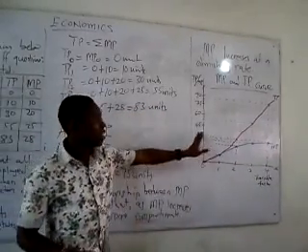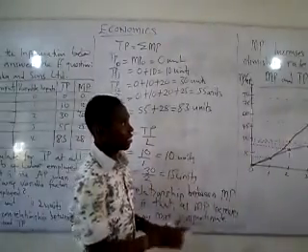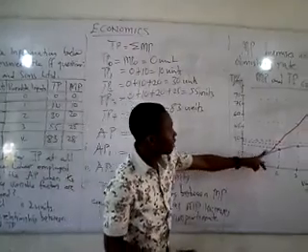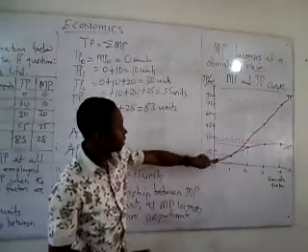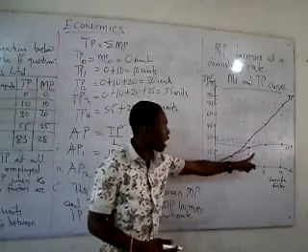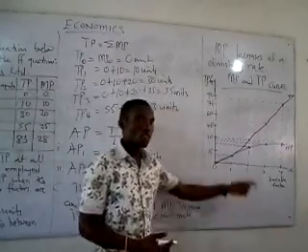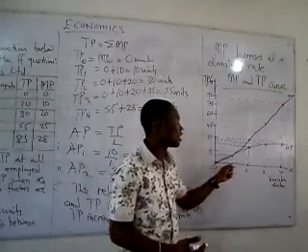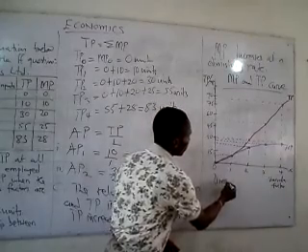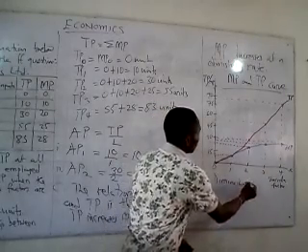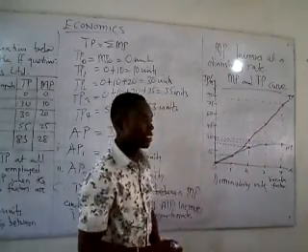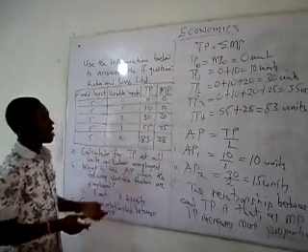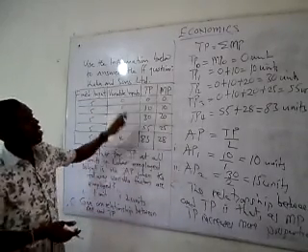So from the curve or graph, you can see that total product and marginal product are both increasing. But the rate at which total product is increasing is greater than the rate at which marginal product is increasing. So we can say that marginal product curve is increasing at a diminishing rate.